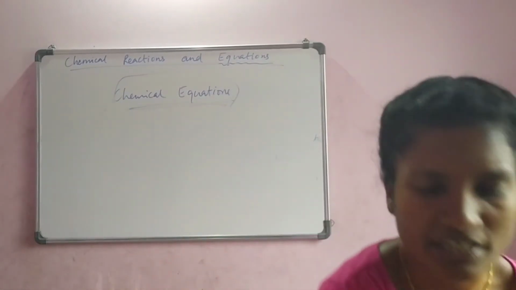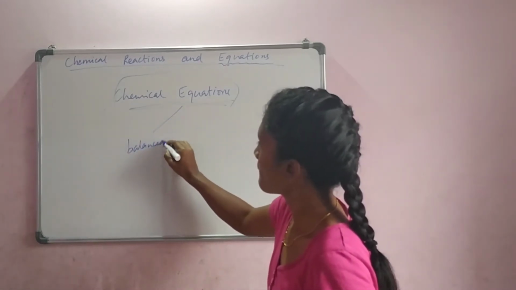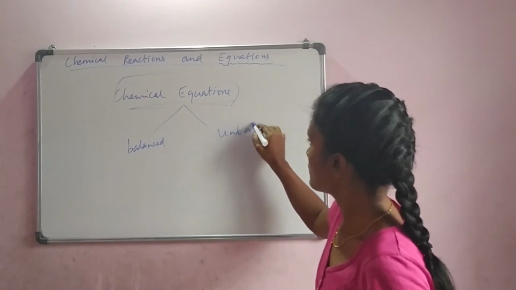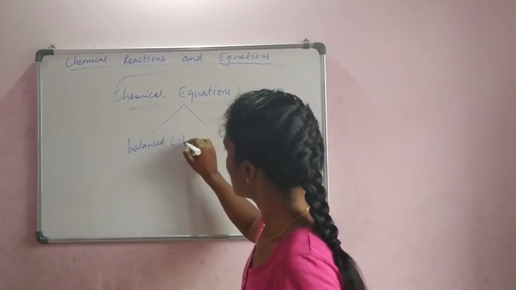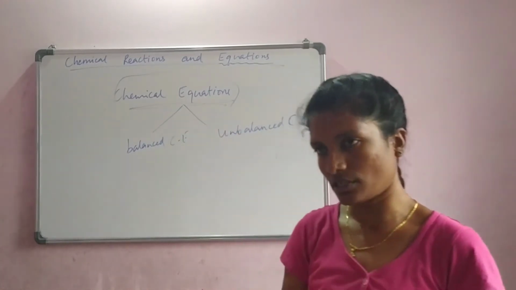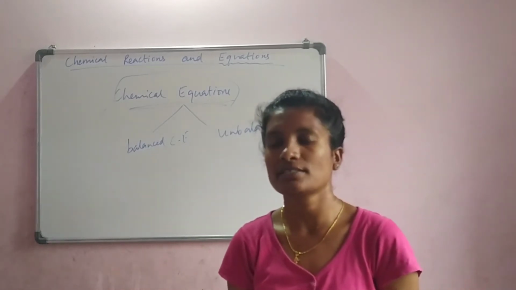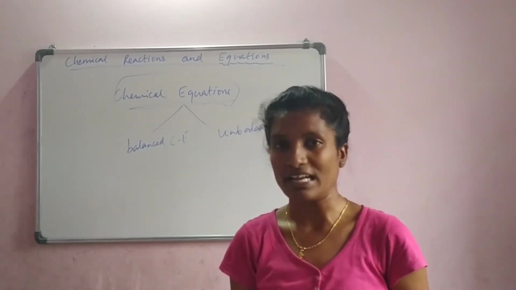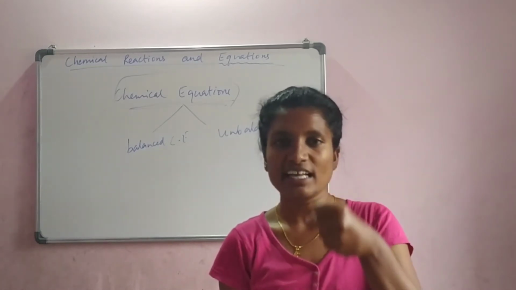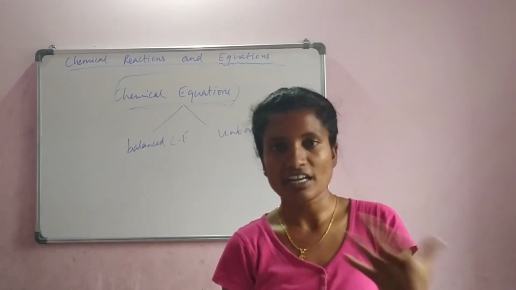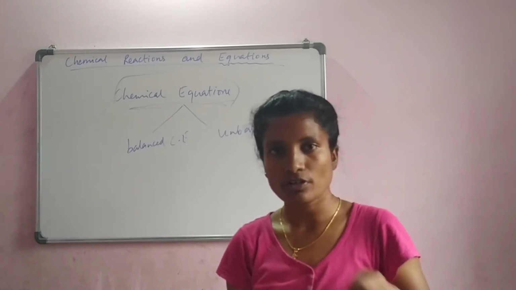Then, under chemical equation, we have some types. There is balanced and unbalanced chemical equation. Okay. The word itself tells us that balanced is something which is equal on both sides. Unbalanced is maybe not equal, or more or less comparatively. Now we have seen a balanced scale; earlier, before digital scales, there was a balanced scale. So you have to put components equally.